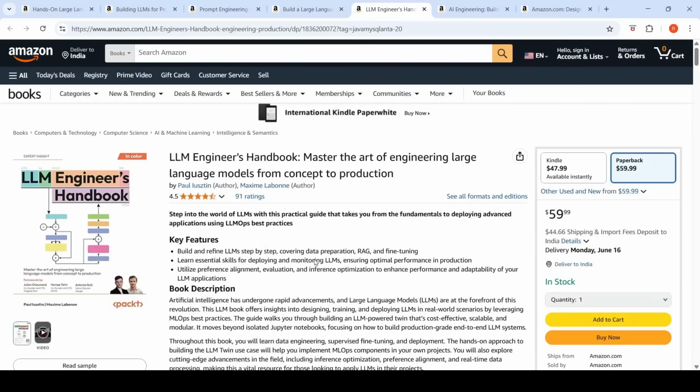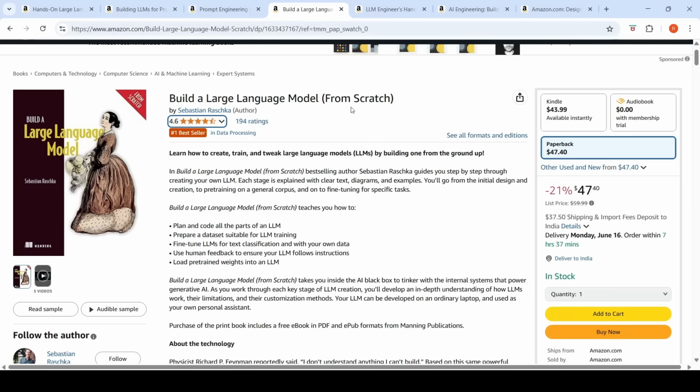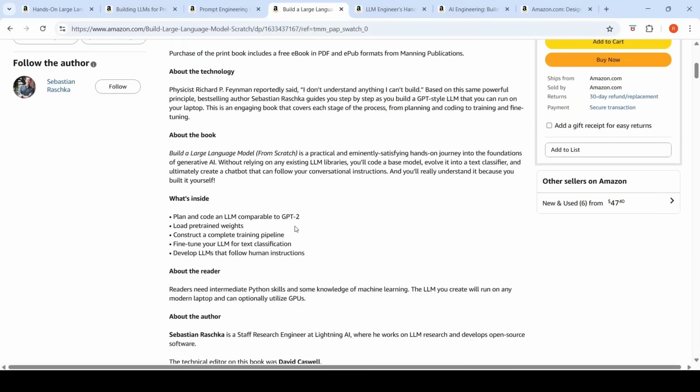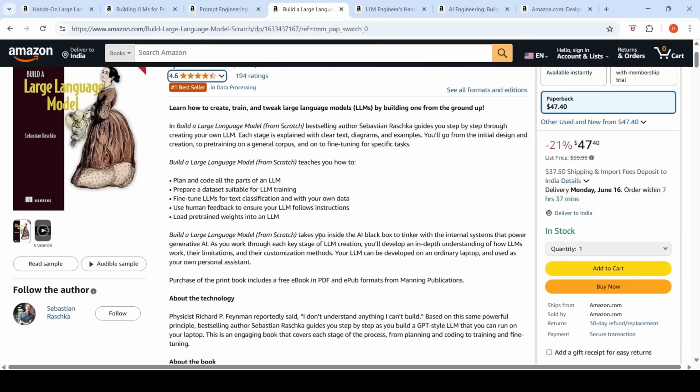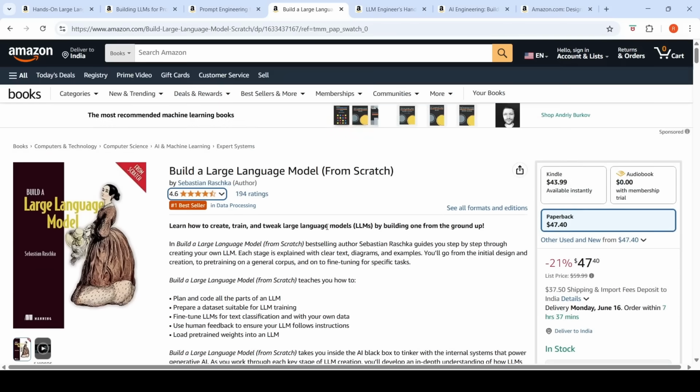Now, if you want to go into the depth of large language models and you want to build a large language model from scratch, then this is the book from Sebastian Raschka, where you can build a model like GPT-2. You can plan and code an LLM comparable to GPT-2. You can load the pre-trained weights, construct a complete training pipeline. So this is more about LLMs in depth, right? It's about understanding the internals of LLMs. This is a great book from Sebastian Raschka. You can try out this book as well, Building a Large Language Model from Scratch.